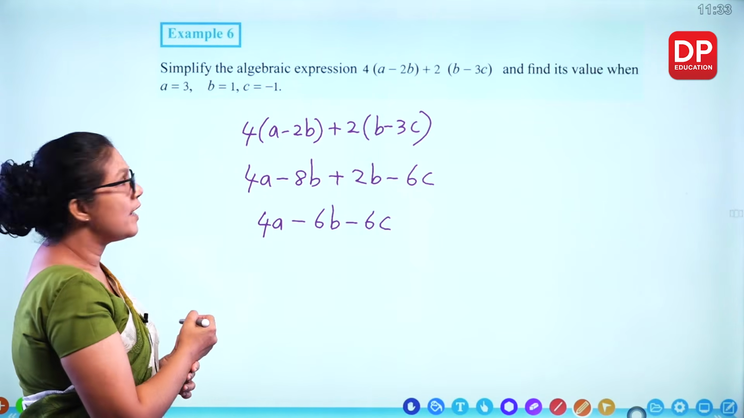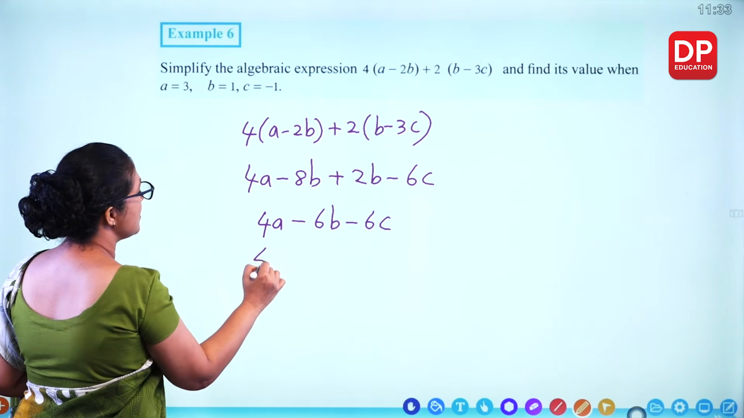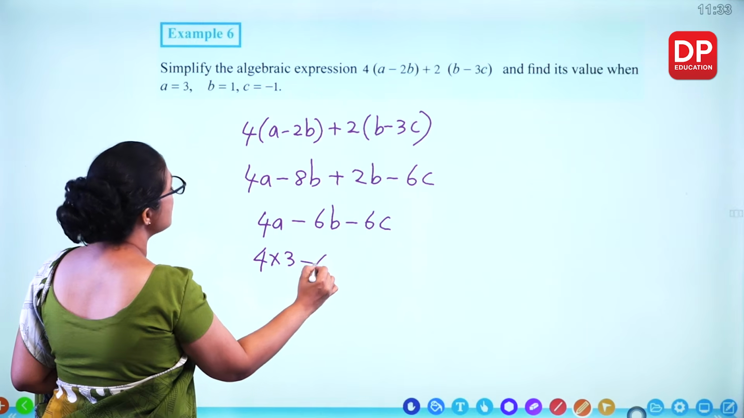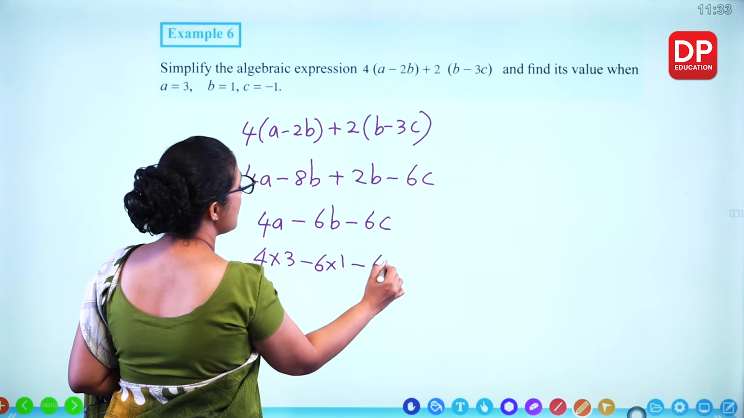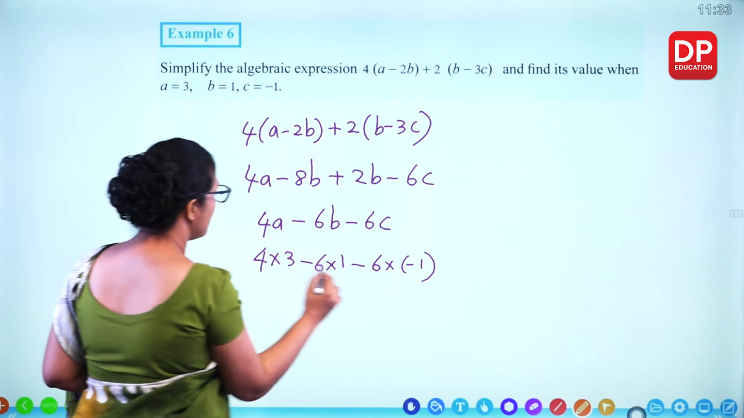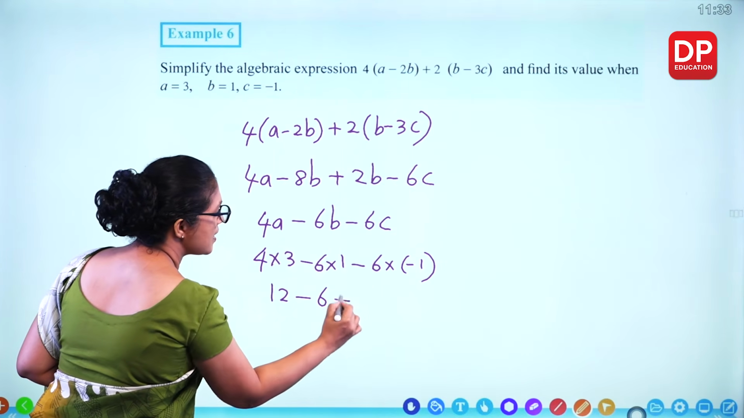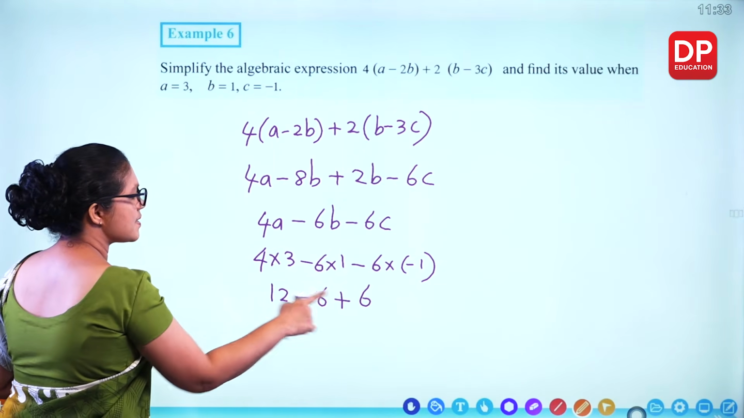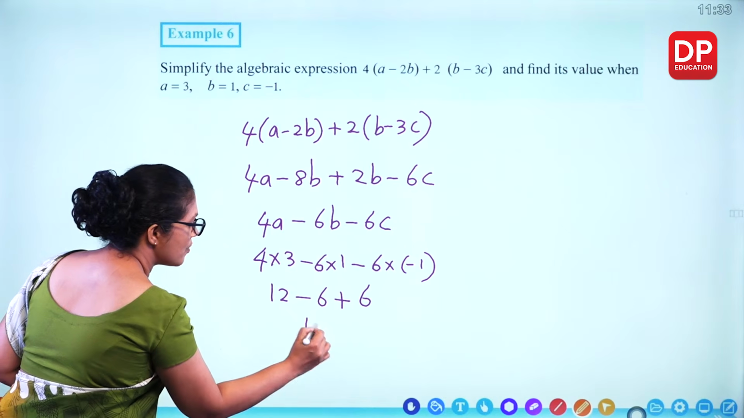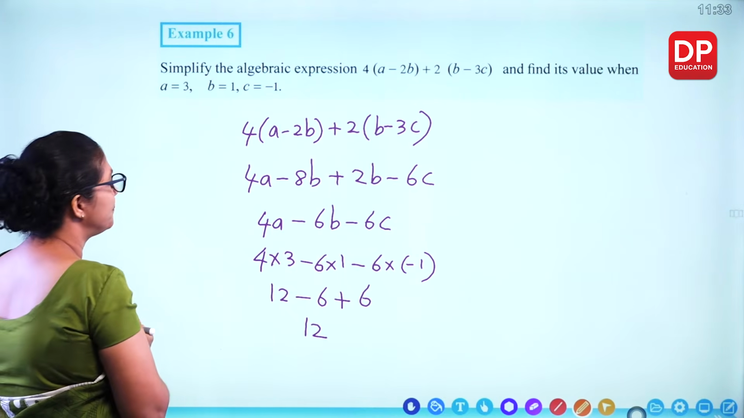Now substitute the values. a equals 3, b equals 1, c equals minus 1. You get 12 here, 6 minus minus plus 6. Minus 6 plus 6, 0. You get 12 there.